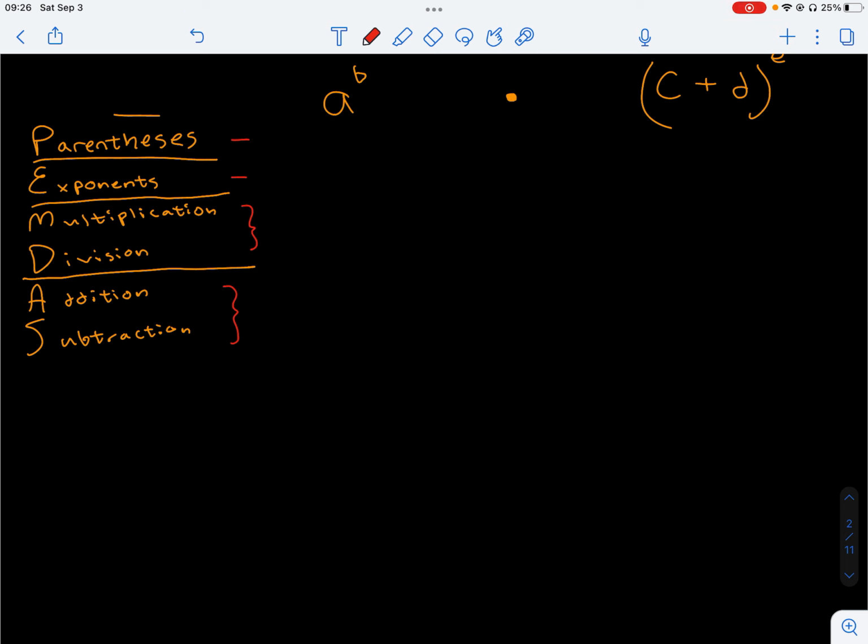Now, PEMDAS, or the order of operations, I consider to be something I would like to term a hierarchy of priority. All right. So, hierarchy of priority, what do I mean?